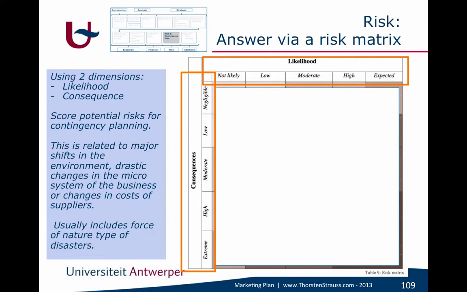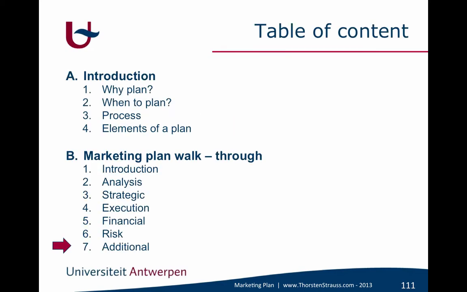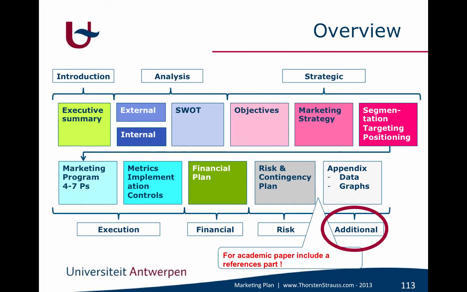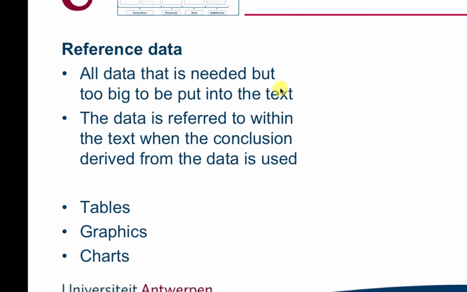So that's the risk matrix, and that brings us to the last part, which is part 7, and that is the additional part. We already talked about it. What to include in the additional part: that is all data that is needed, but it's too big to be put into the text. Let's say you have a huge, beautiful, large map of the population of Belgium and the location density. That would be an excellent data source to talk about where to put a retail store or which markets or cities to focus on.